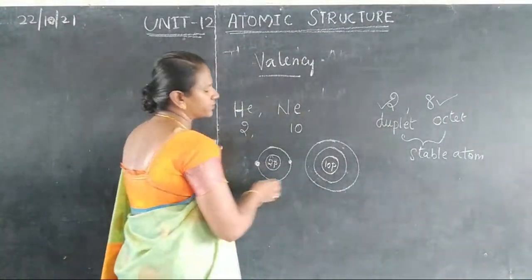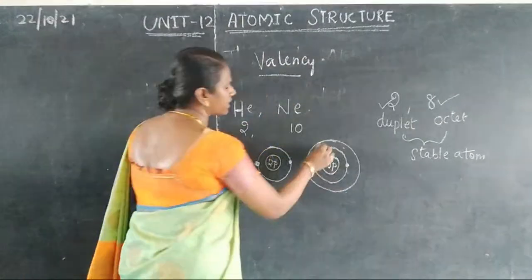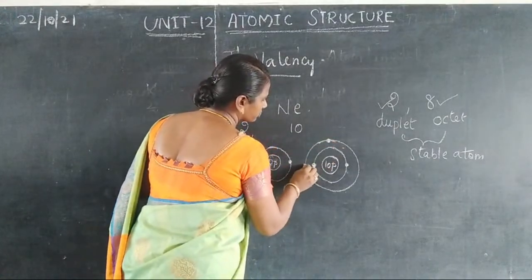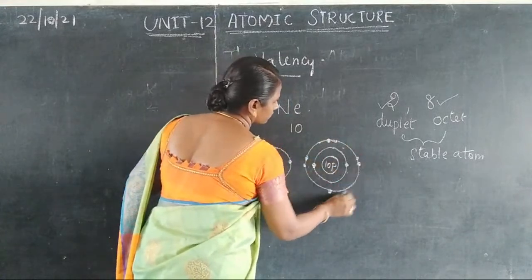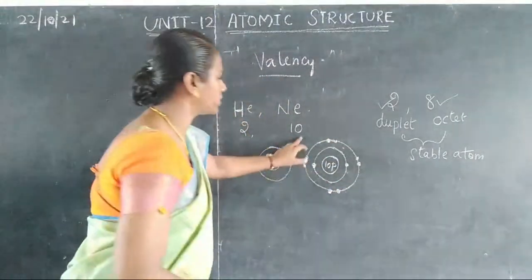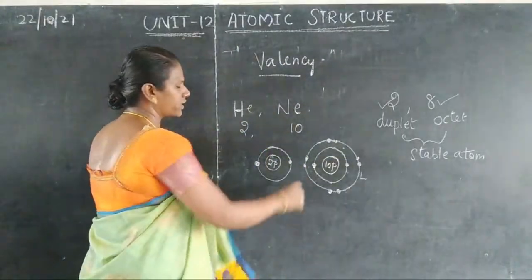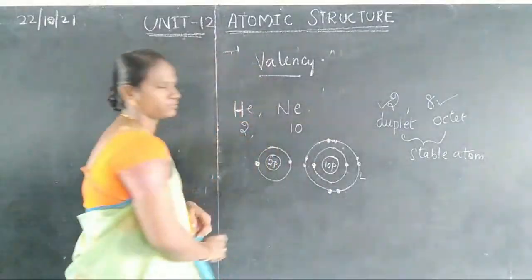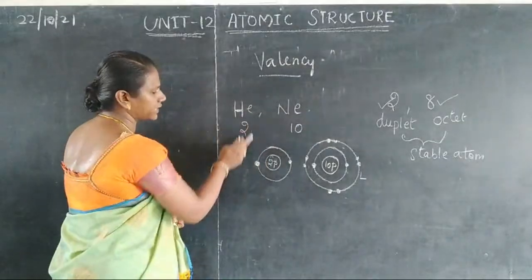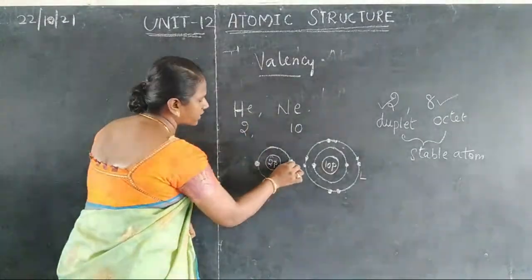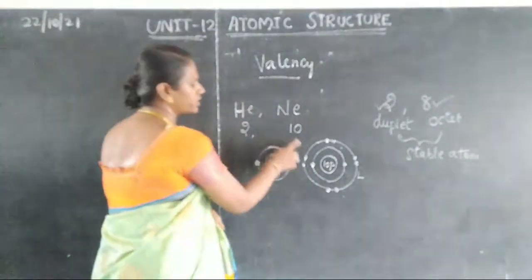As we know already, the K shell can accommodate 2 electrons, and the remaining 8 electrons are accommodated in the L shell. Here you notice the number of electrons in the outermost shell of neon is 8. In helium, there is only one shell, and in neon there are 2 shells.